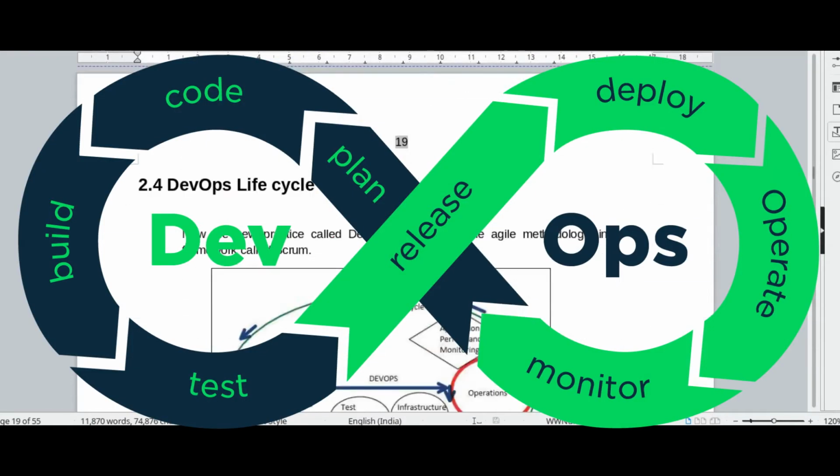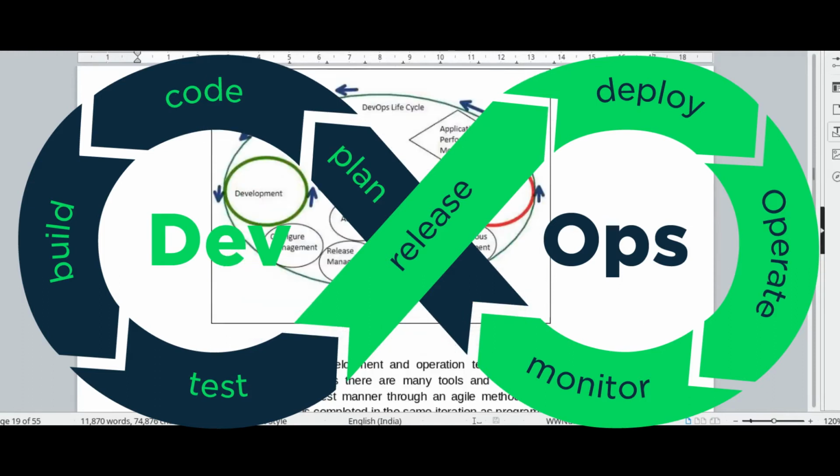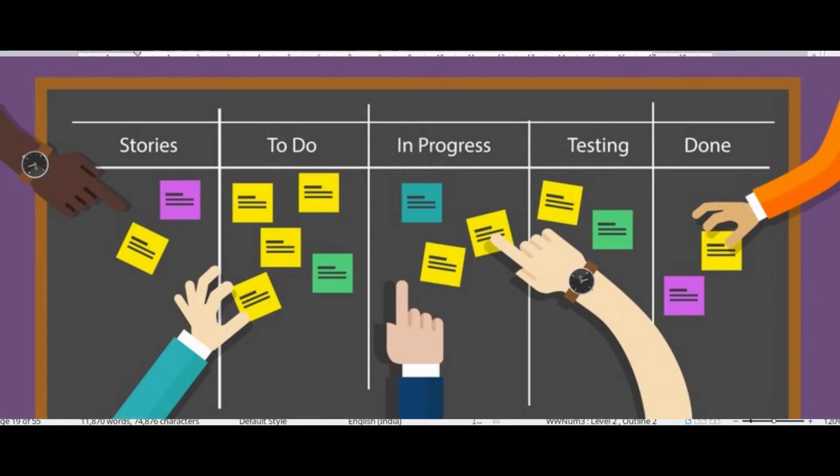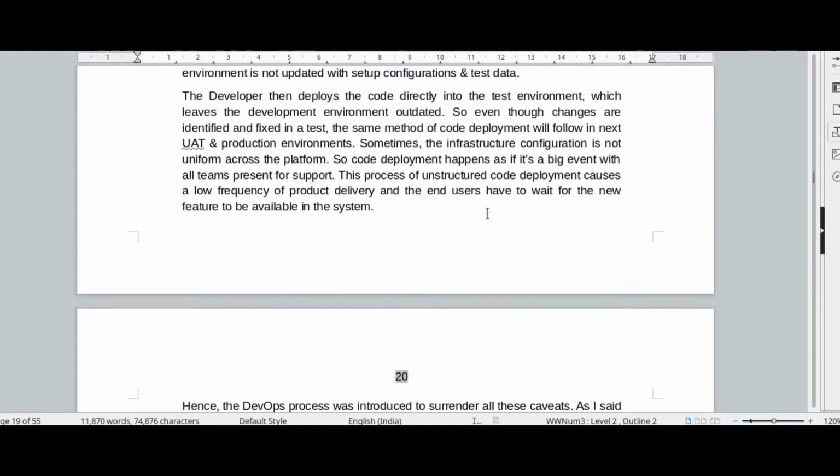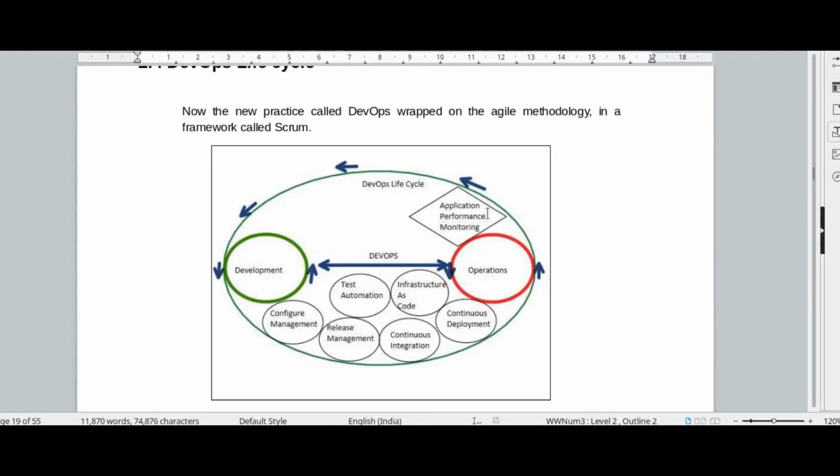What is DevOps? DevOps is a practice that emerged in the IT world. It is the process of delivering a software product to the end user. The process applies to the code build, test, and deployment process.